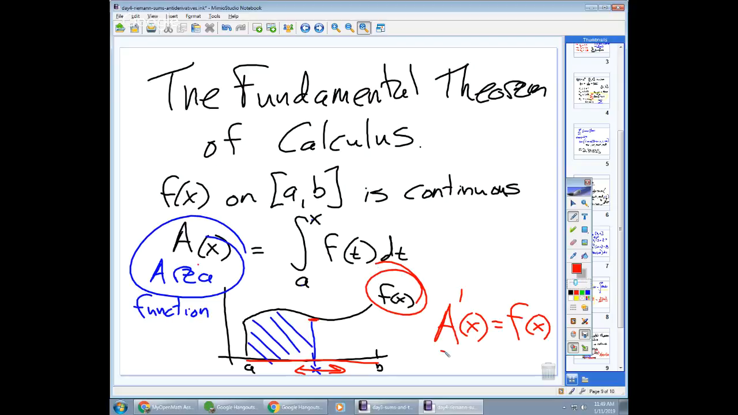Here's why I care. If you can take a derivative, can't you take an antiderivative? You can take an antiderivative. So it turns out antiderivatives are the cheat sheet for Riemann sums. If I know how to take antiderivatives, I don't have to do Riemann sums anymore. Let me show you why.